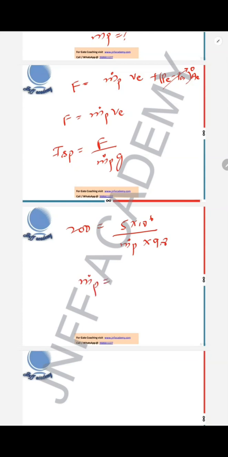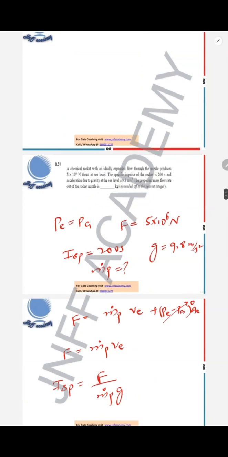When we solve this, we get 5 into 10 power 6 divided by (200 into 9.8), which is m dot p equal to 2551.0 kg per second. The answer for this question, rounded off to the nearest integer, is 2551 kg per second.